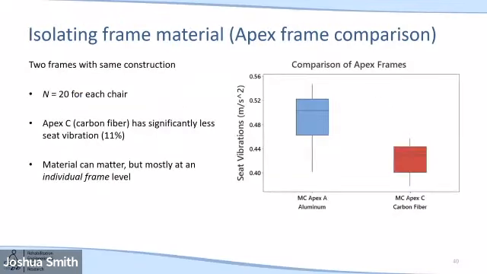And then we did have the opportunity to have this paired comparison, this paired assessment between the two Motion Composites Apex frames. They were designed with the exact same frame angles, seat angles, again, equipped with identical components. And so this is as close as we can possibly get to an isolated frame material test, comparing their vibration exposure levels. You can see there is a difference, right? The carbon fiber has significantly less seat vibration exposure, by about 11%, than the aluminum frame. So the material can matter.